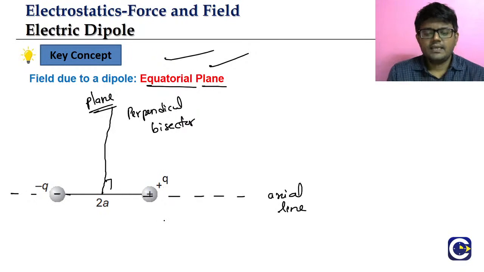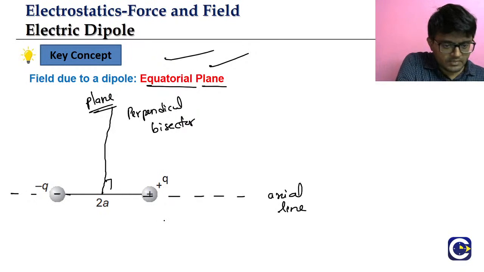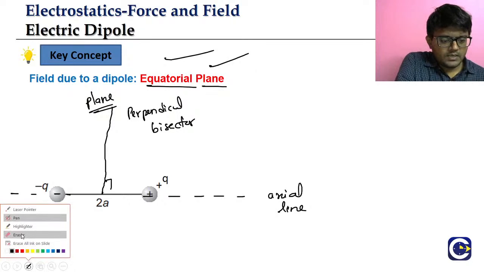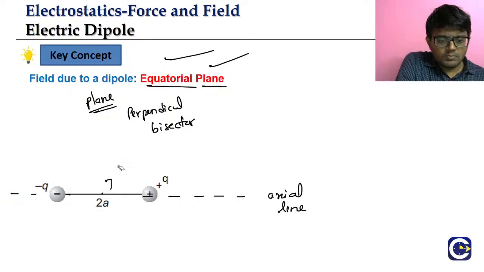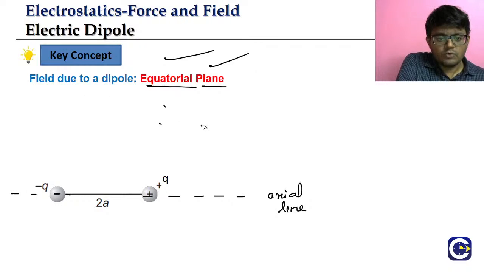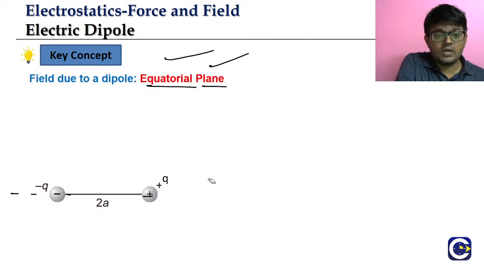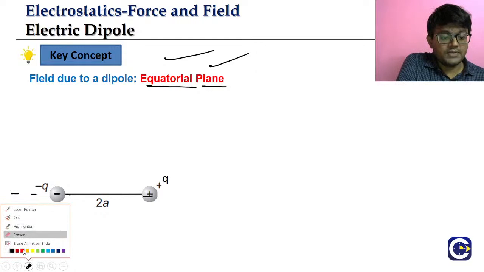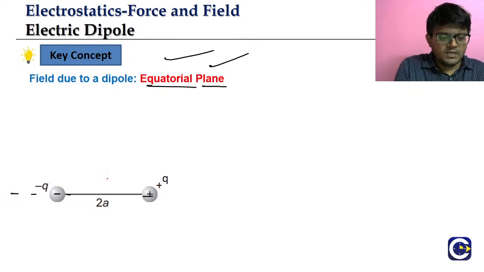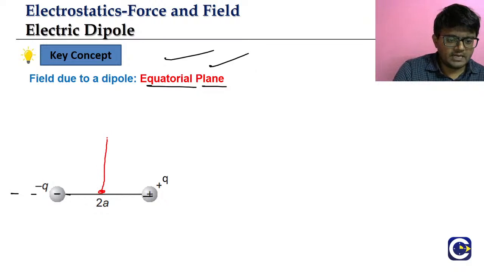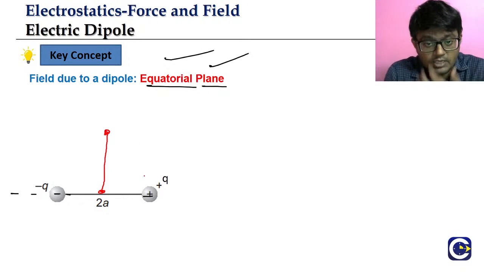So we can say electric field on the perpendicular bisector. It is not just one perpendicular bisector; you will have so many such perpendicular bisectors. The region covering all of them forms a plane. So we can also call it the equatorial plane. From the center of the dipole you draw that perpendicular bisector, and we can also call it the equatorial plane.